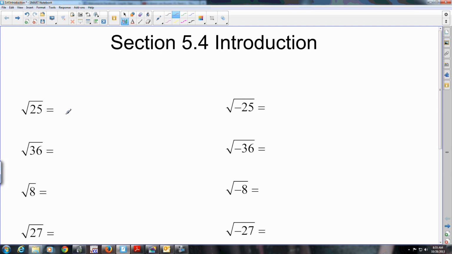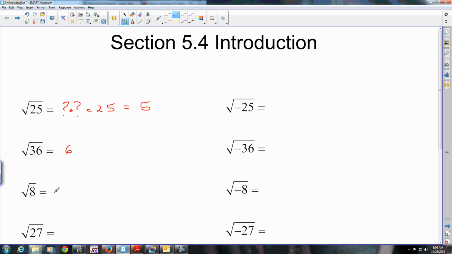Start by reminding you guys that the square root of 25 is looking for what times itself is equal to 25. Well, you guys know the answer to that. The answer is going to be 5. 5 times 5 is 25. What times itself is 36? 6.